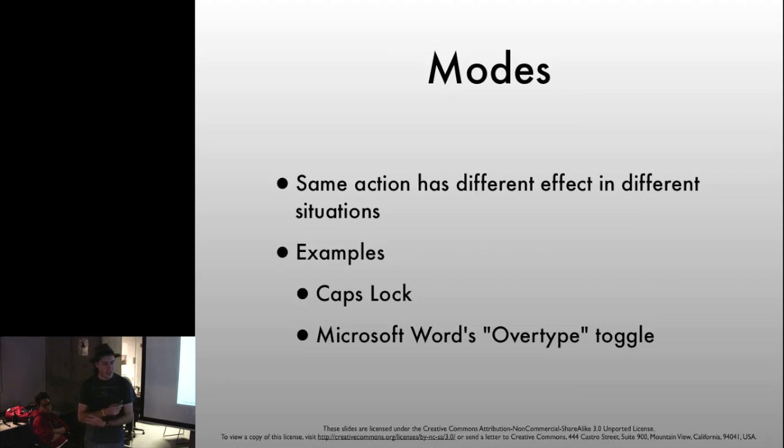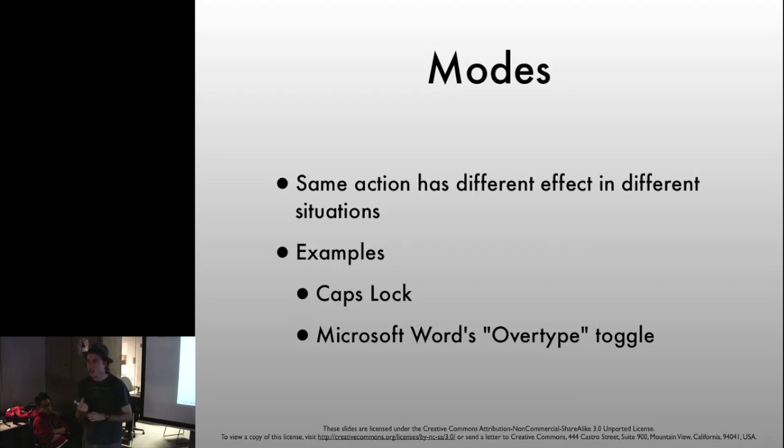One popular thing that happens a lot that causes a lot of slips is the notion of a mode. A mode is when you have the same action in different situations that has a different effect. How many people have been burned by Microsoft Word's overtype setting? Where there's a little button that you press that rather than inserting characters at the cursor point, it types over your existing text. That's an example of a mode where you're typing, the typing's the same, but the effect is different based on the state of the switch.